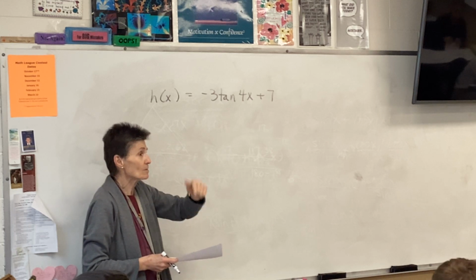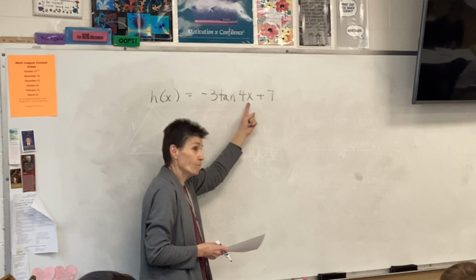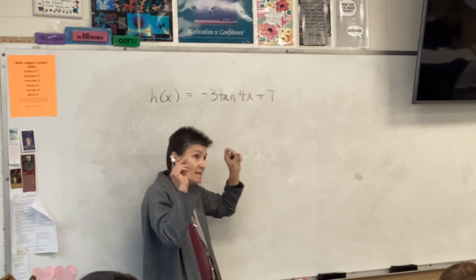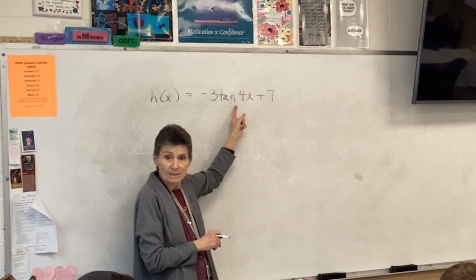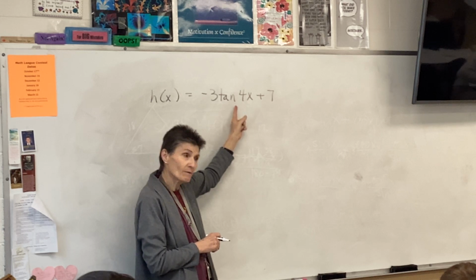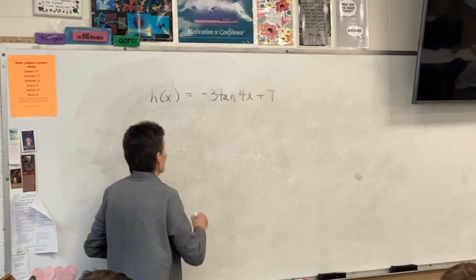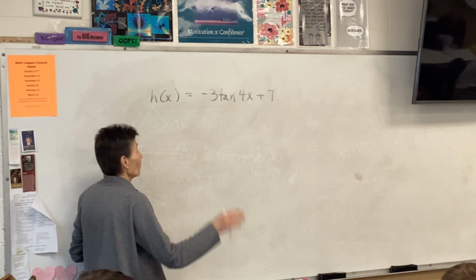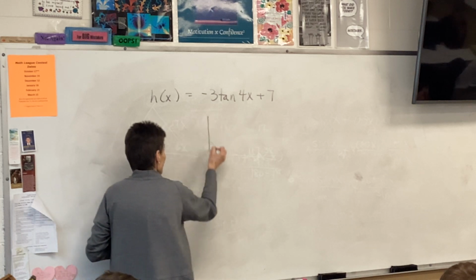The period of the tangent is pi. There's a 4 right there in the B spot. What does that do? It divides the period. Pi divided by 4. Now, it doesn't say to, but I want to get a graph in, so I'm going to graph this one.